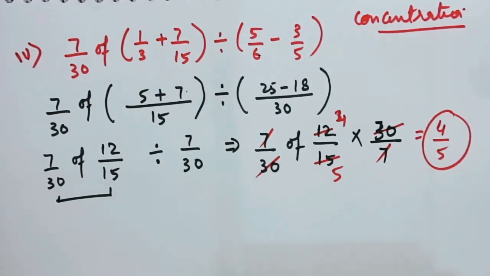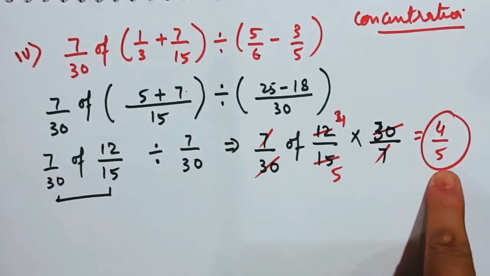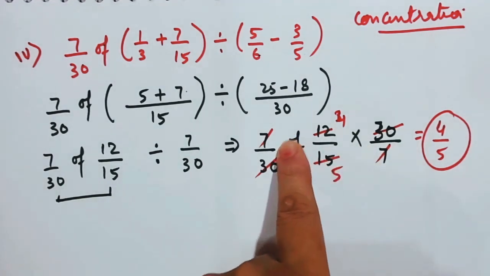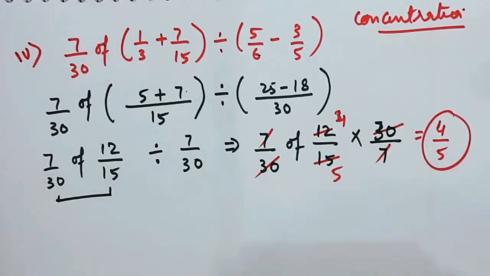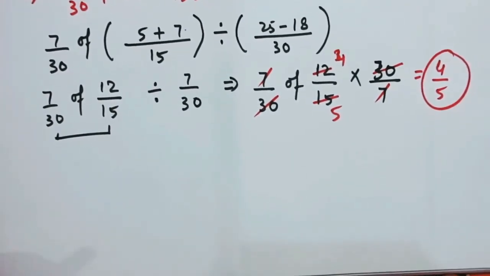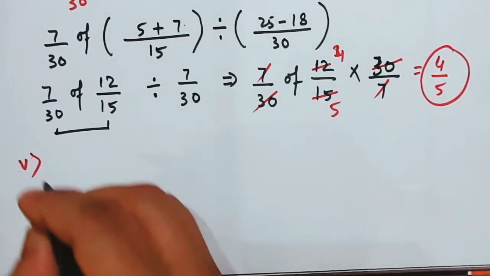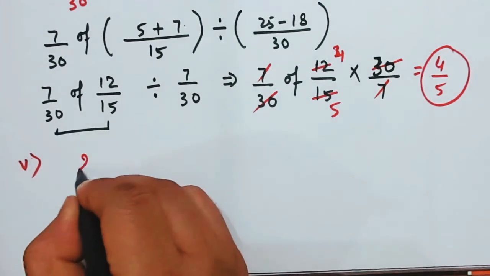Always remember that you will have to cancel any of the numerator with any of the denominator only when they are in multiplication form. Once again, you will have to multiply. You can cancel any of the numerator with any of the denominator. Okay, otherwise there is a big problem. Let us do one small one more.